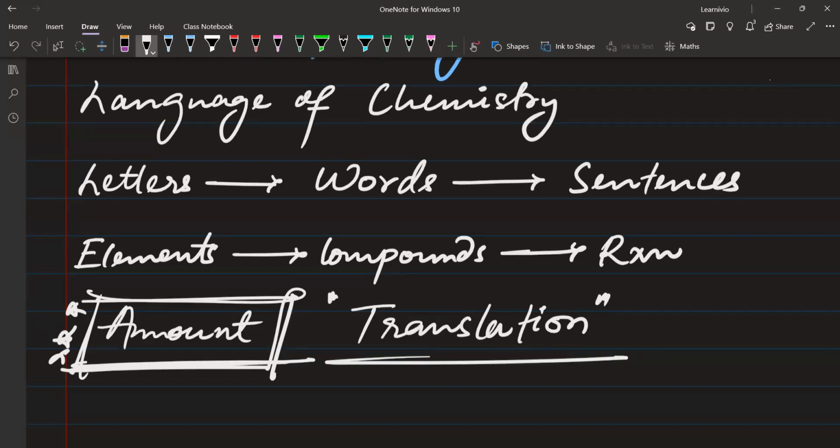So what are the main things we have to learn? The main thing is amount. We have to learn about reactions in the context of amount. And another major part is the translations.